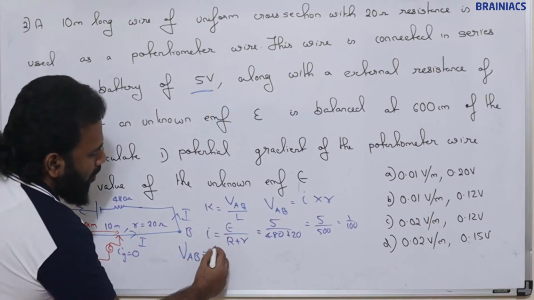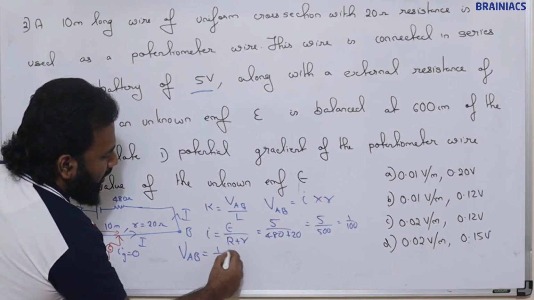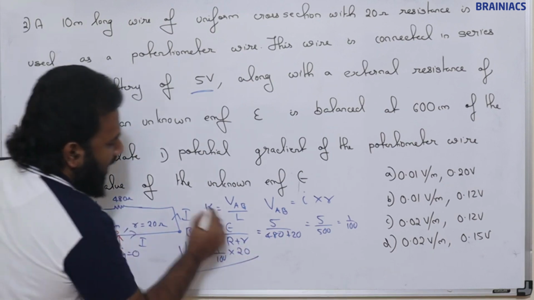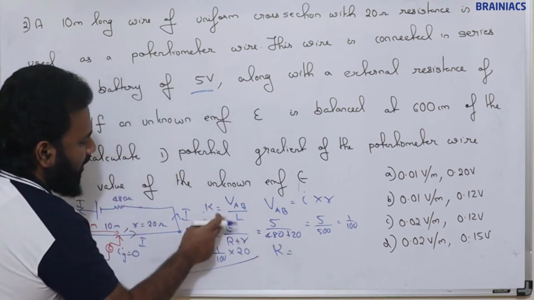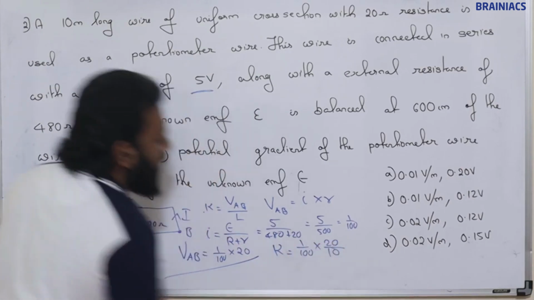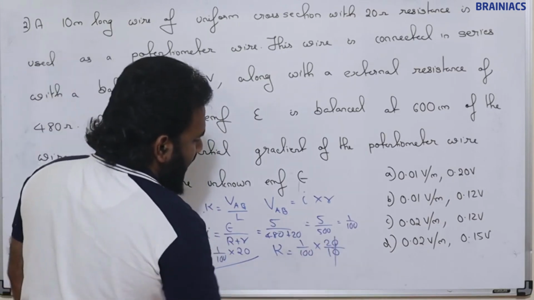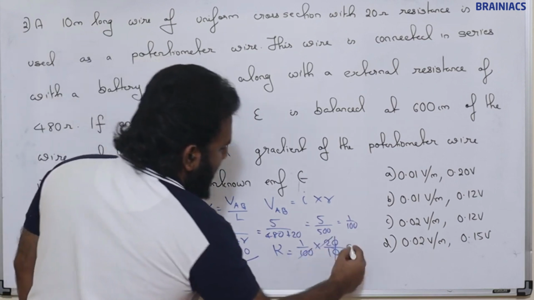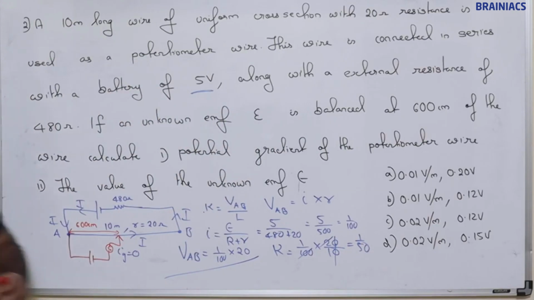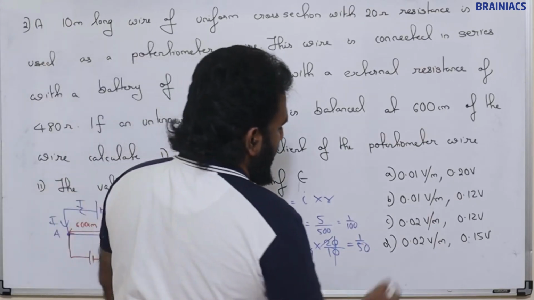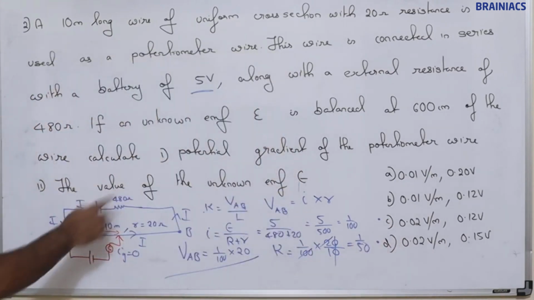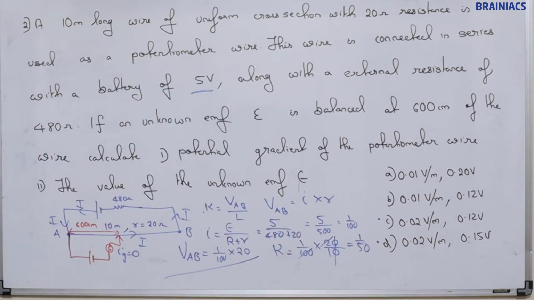Now what is VAB? VAB is I into R, 1 by 100 into 20 ohm. So this is VAB. Now K is nothing but VAB divided by L. So 1 by 100 into 20 divided by 10. Length is 10, so this we can cancel. So if we cancel this, it is going to be 1 by 50. So 1 by 5 is 0.2, 1 by 50 is 0.02. So either this option or this one is the answer. We need to find the EMF also. Clear?